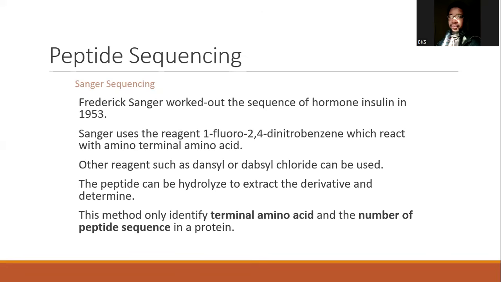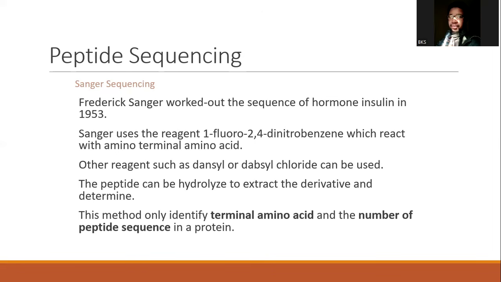Now, to start our discussion, a peptide can be sequenced using basically two ways. There is either the Sanger sequencing method or Edman degradation. In the Sanger sequencing method, Sanger uses the reagent called 1-fluoro-2,4-dinitrobenzene. This is the first proposed method to determine the amino acid sequence. Even though it wasn't fully successful, a tremendous achievement was realized.